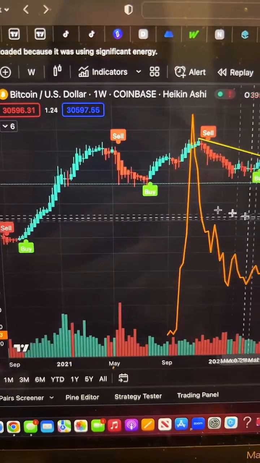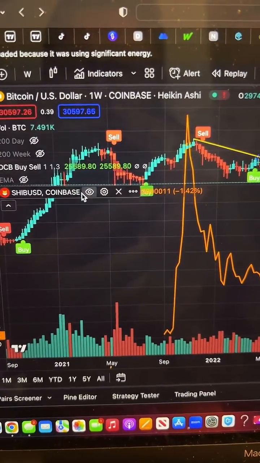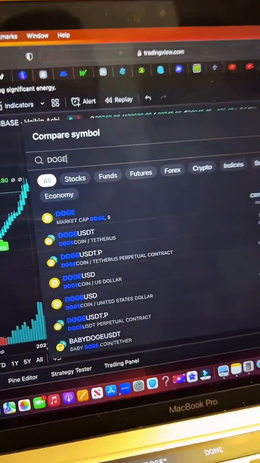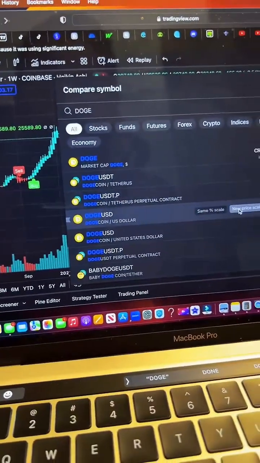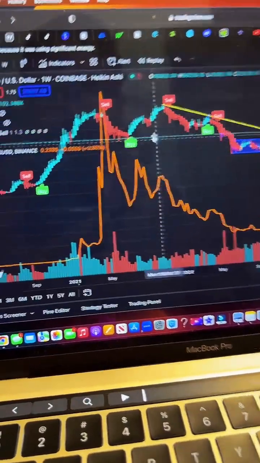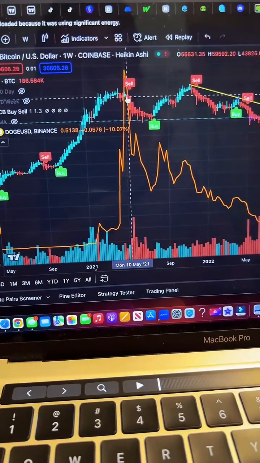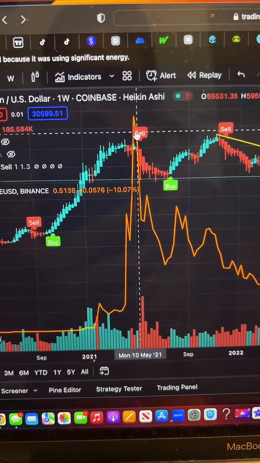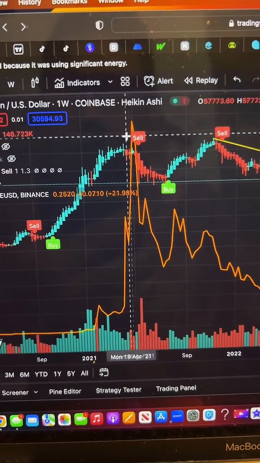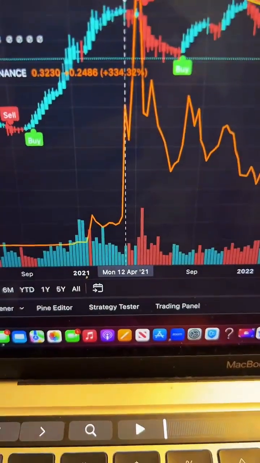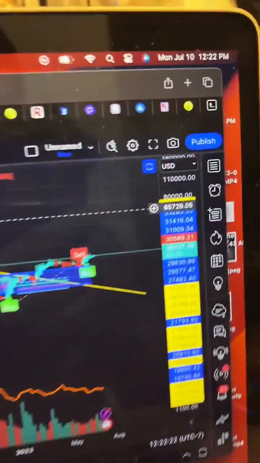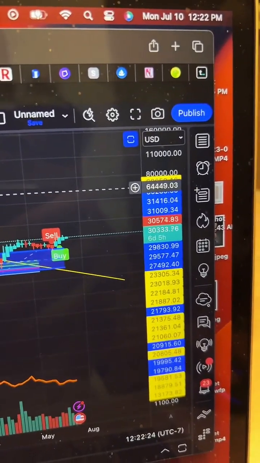Don't believe me? Let me do something else. Let me get rid of this quick. Let me show you something else. Let me go back here a little bit. Let me add in Doge. Oh, look at that. Doge shot up just a little bit after the top. So on that one, usually when meme coins pop off, it's usually after the top of Bitcoin, because the top was April 12th right there, right? Got up to about 64,000, I think.